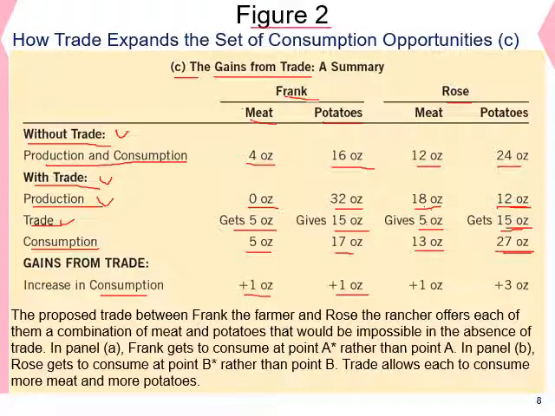So the net gain from trade is an increase in consumption for Rose as well, by 1 ounce of meat and 3 ounces of potato. So trade allows each to consume more meat and more potato.